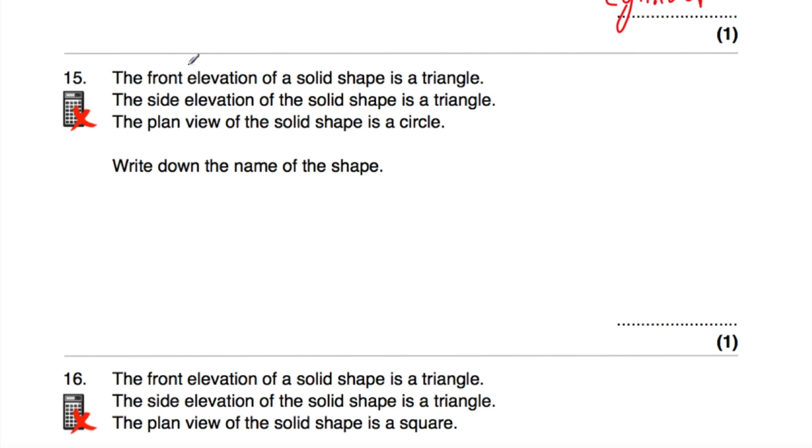So question number 15 says the front elevation of a solid shape is a triangle, the side elevation is a triangle, and the plan view is a circle. So if you look down on it from the top, you're going to get a circle, but then from the side and the front, it's a triangle. That's going to be a cone, because if you've got a cone, if you look at it from the front, you see a triangle, from the side a triangle, and from the top you'd see a circle. So it's going to be a cone.